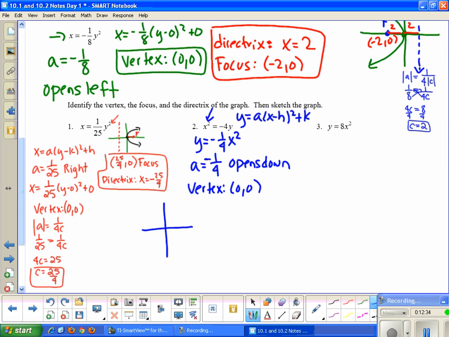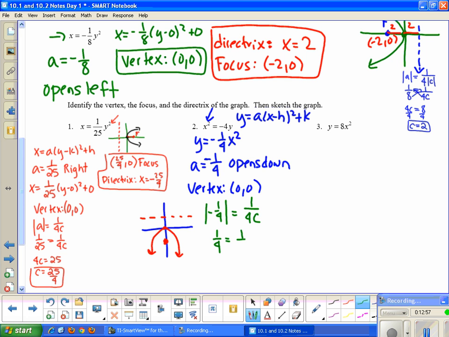So if I sketch my graph for this one, my vertex is at 0, 0. So my graph I know is opening downward somehow. That means my focus has to be here and my directrix is going to have to be here. So to find that, I need to use my formula, the absolute value of A. So the absolute value of -1/4 equals 1 over 4C.